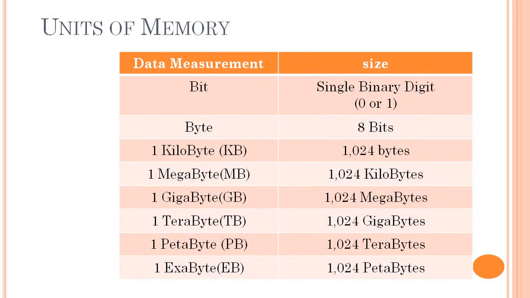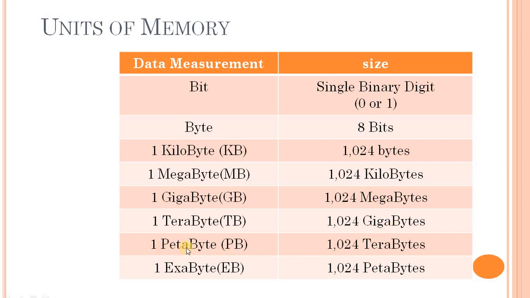Now we are going to have a look at different conversions and different memory units. Bit, it is single binary digit 0 or 1. Byte consists of 8 bits. After that we have 1 kilobyte, 1024 bytes. Next, 1 megabyte, 1024 kilobytes. 1 gigabyte, 1024 megabytes. Next, 1 terabyte, 1024 gigabytes.